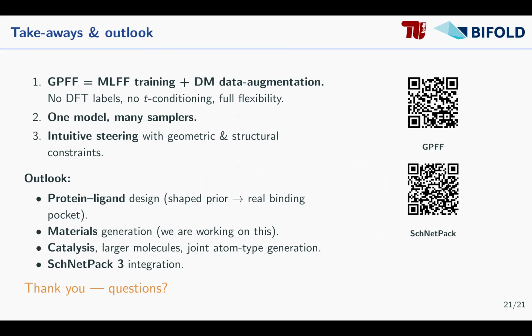And as an outlook, which might be interesting for drug discovery, obviously, is to work on fitting molecules into protein pockets, for example. We are mainly looking at materials generation right now, but also catalysis, large molecules, atom type generation, and so on might be interesting. We are also currently trying to make a new version of our Snappack open source package and add this model in there too. So thanks for the attention, and we're happy to answer your questions.